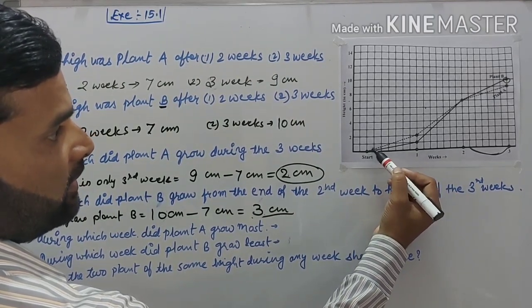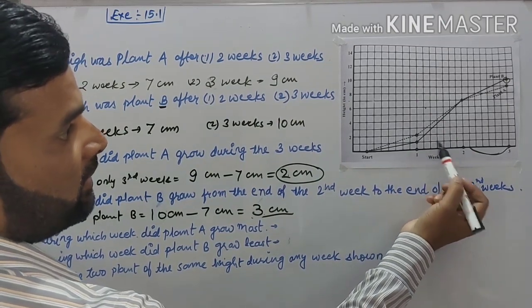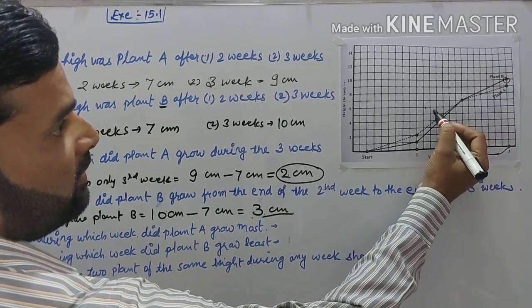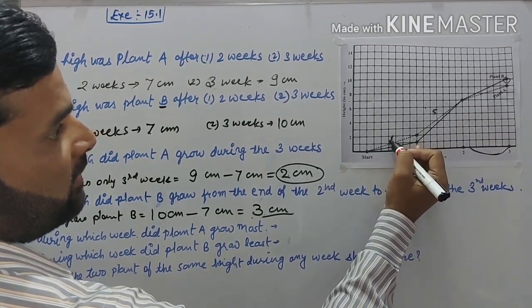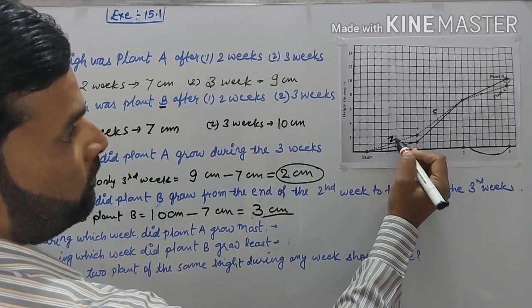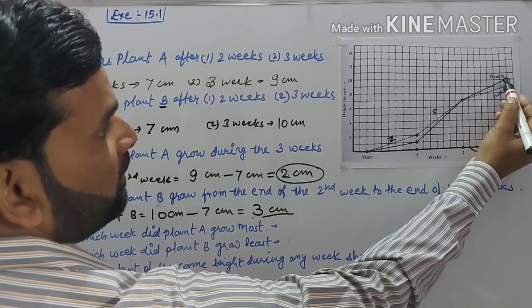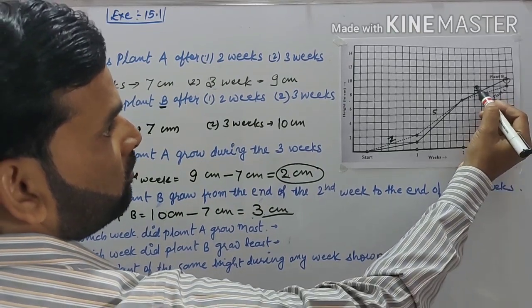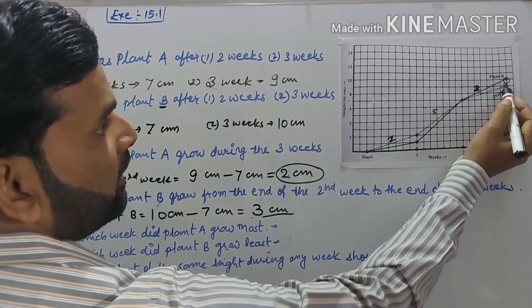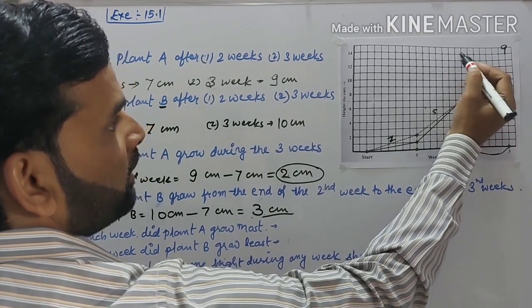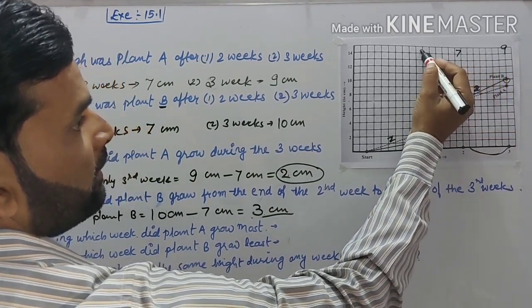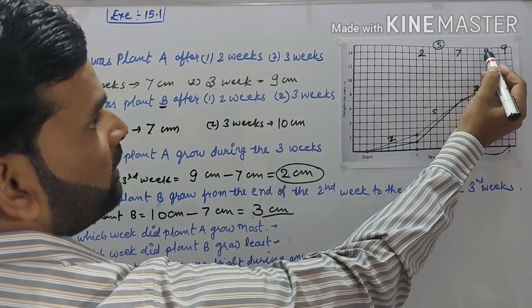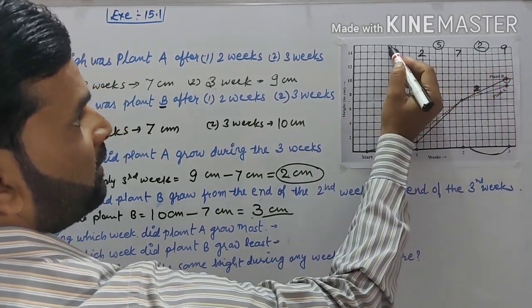First week, the height is 2 centimeters. Second week, the height goes from 2 to 7, which means the difference is 5. Third week, 10 minus 7 is 3. Here the difference is 5, here the difference is 2, and here the difference is 2.